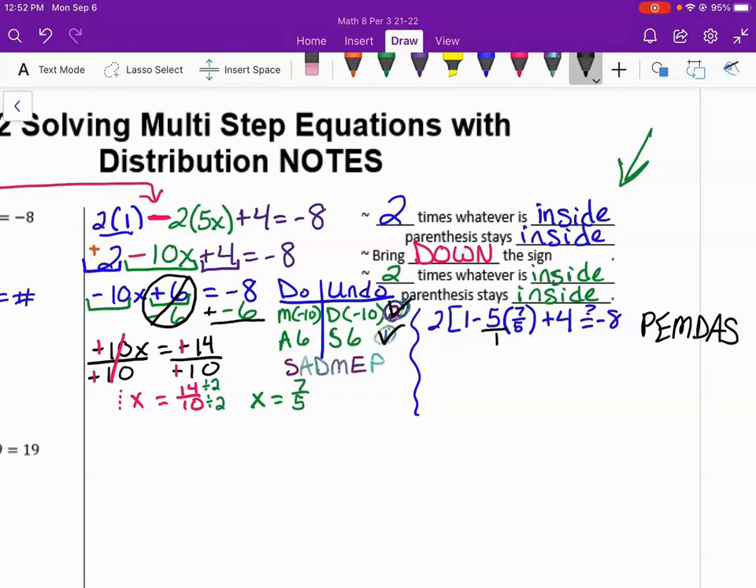Okay. Solving, we're using SADMEEP. Simplifying, we're using PEMDAS. So parentheses. Inside the parentheses, which I left off a bracket, we've got to simplify that first. So I've got 5 times 7 on top and 5 times 1 on the bottom. So I have 2 times 1 minus 35 over 5.